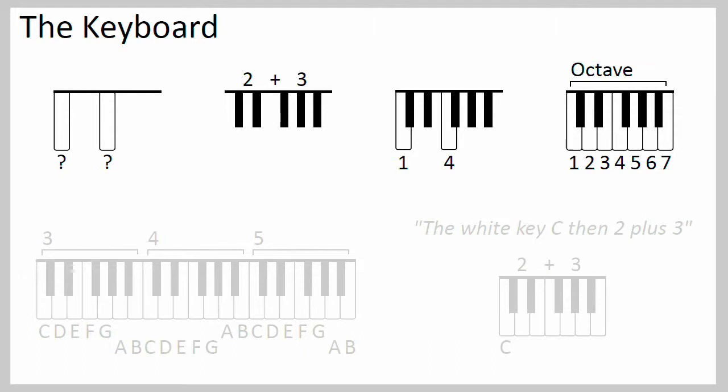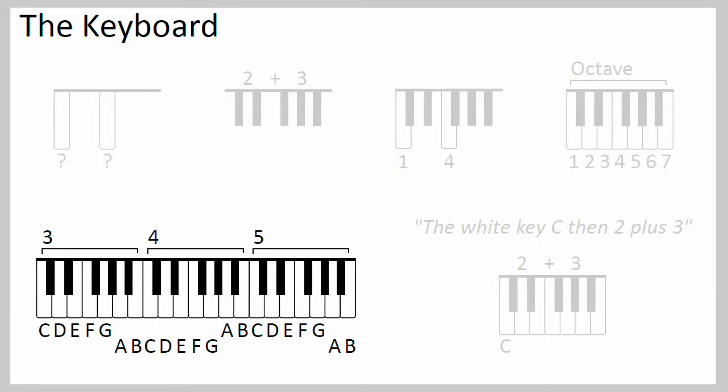White keys are different from each other because of the black key pattern of 2 plus 3. A white key to the left of a set of 2 black keys is different than a white key to the left of a set of 3 black keys. 5 black keys create 7 different white keys. 5 black keys and 7 white keys make one full pattern called an octave.